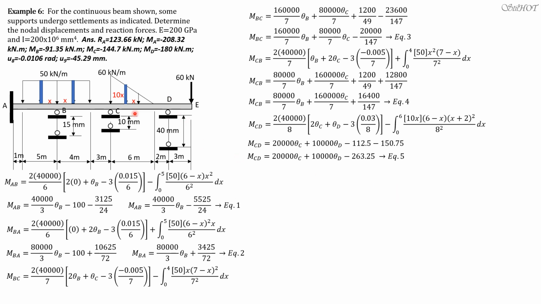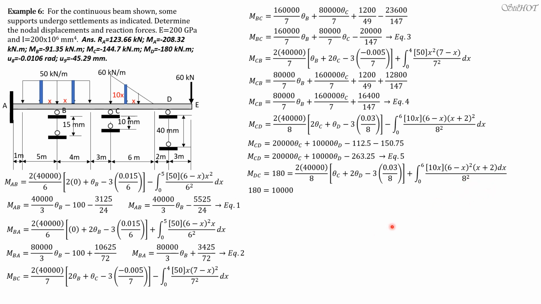And moment DE is negative 60 times 3, negative 180. So moment DC is positive 180. So moment DC is 180 positive, 2 times EI over L, theta C plus 2 theta D minus 3 times 0.03 over 8 plus fixed moment integral of 10x times quantity 6 minus x squared x plus 2 dx over L squared. So 180 equals 10,000 theta C plus 30,000 theta D minus 112.5 plus 74.25.